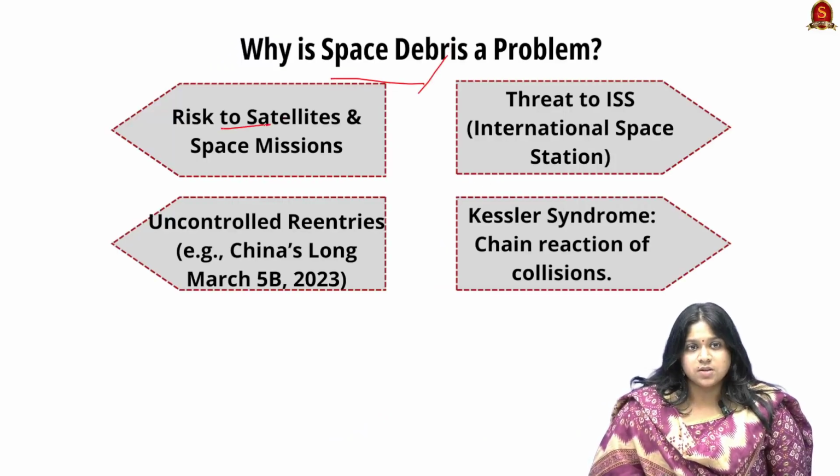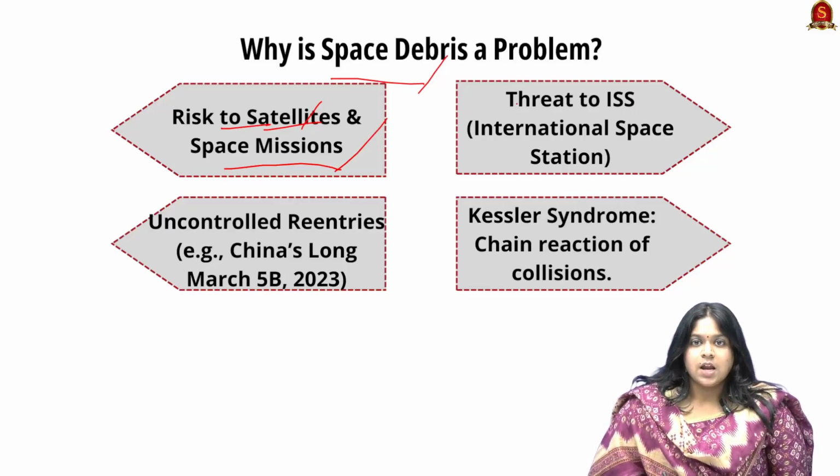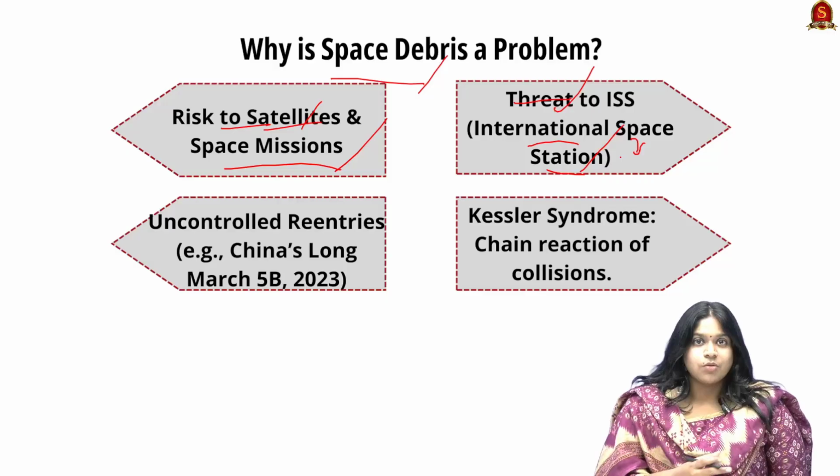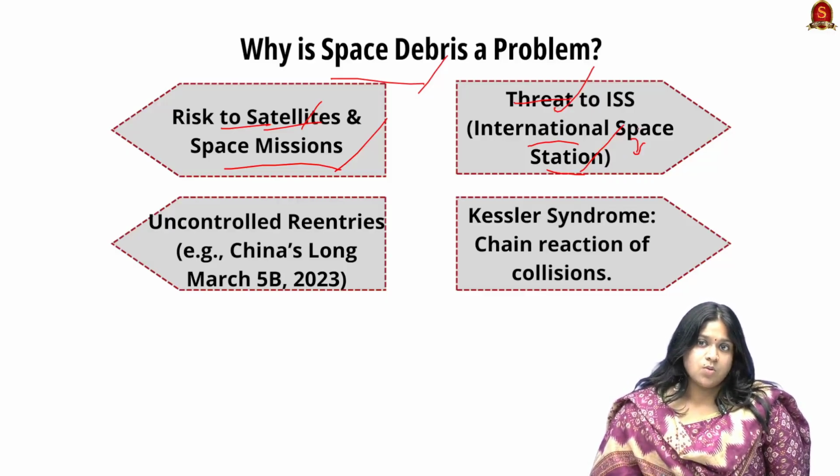Now, why is space debris a problem? First, it brings risks to the satellites and all of these space missions, including the astronauts, who are affected. Next is the threat to the ISS, the International Space Station. It ultimately brings down the efficiency of our International Space Station. And imagine a pile of waste and garbage rotating around in space, and how it can affect these space missions.